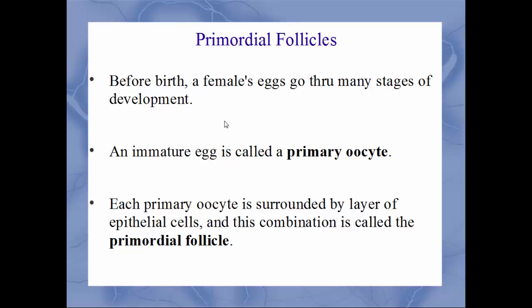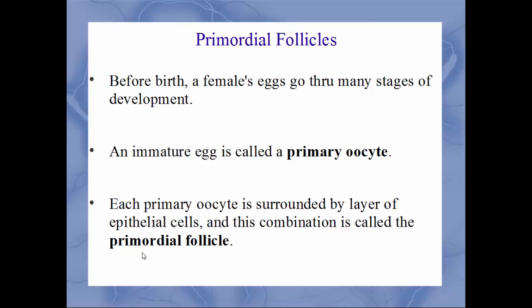All right, just before a female is born, the female's eggs go through many stages of development. An immature egg is what's called a primary oocyte. Remember, oo is a reference to egg. So a primary or beginning egg cell, primary oocyte. And each primary oocyte is surrounded by a layer of epithelial cells. So that combination together, the primary oocyte plus that ring of epithelial cells, together is called the primordial follicle.